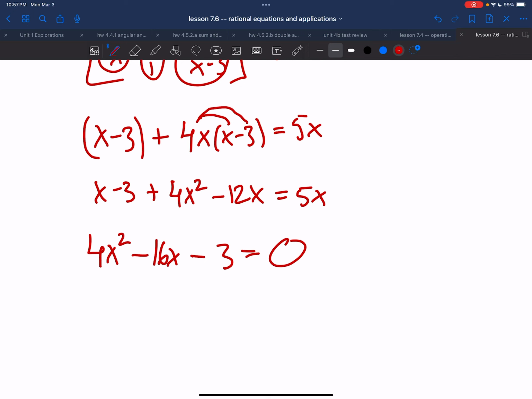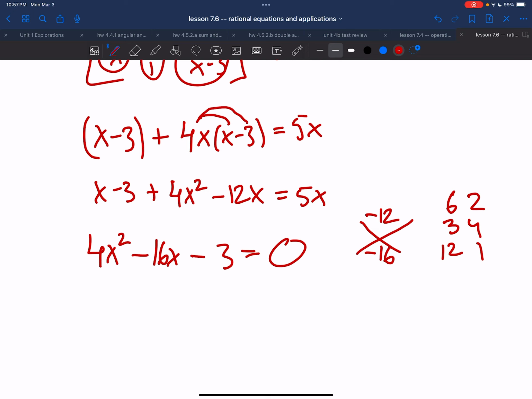Okay, so time to solve. We do an x puzzle. 4 times negative 3 is negative 12, and then this is negative 16. So let's see, what gets you 12? 6 and 2, that doesn't get 16. 3 and 4, that doesn't get 16. 12 and 1, that doesn't seem to get 16.